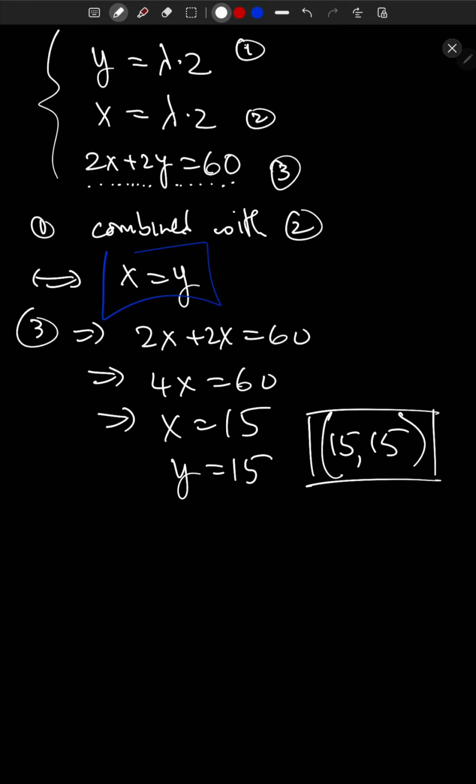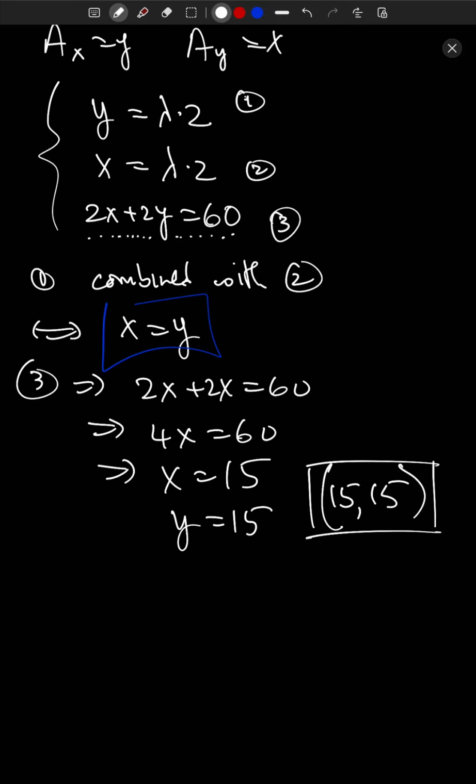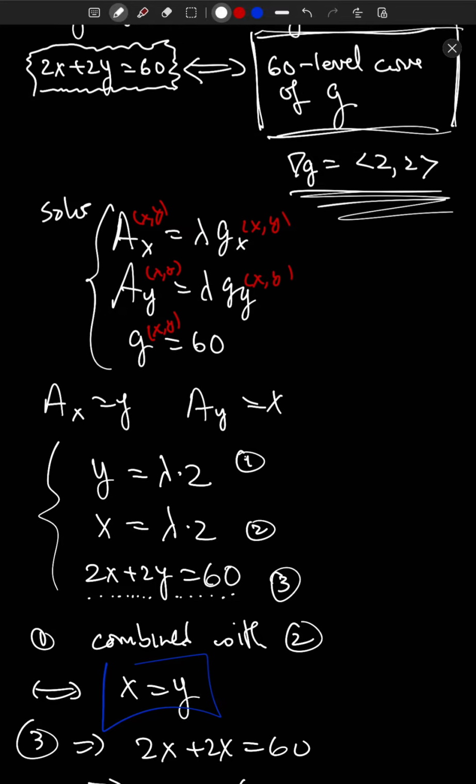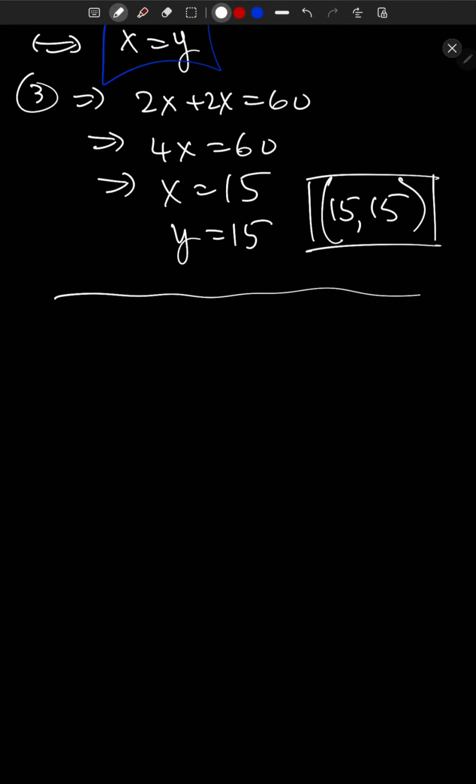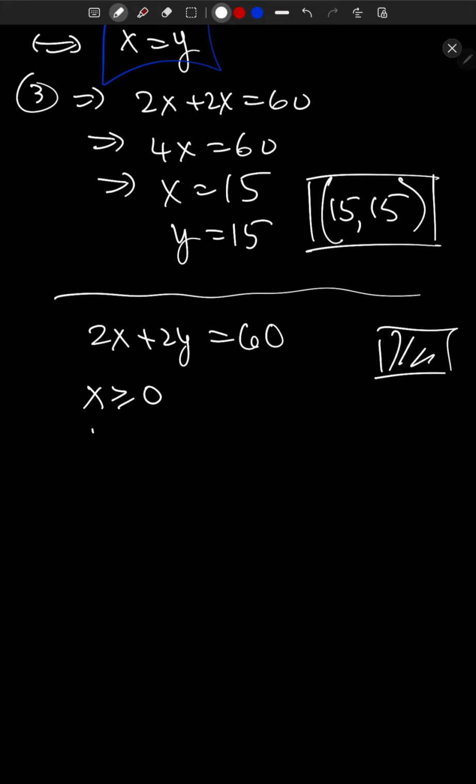Now, is there a boundary to our problem? Let's see. We were interested in 2x plus 2y equals 60, right? The perimeter of our fence had to be 60. We're building an actual physical rectangular fence, so x and y cannot be negative. So x has to be bigger than or equal to 0, and y has to be bigger than or equal to 0.